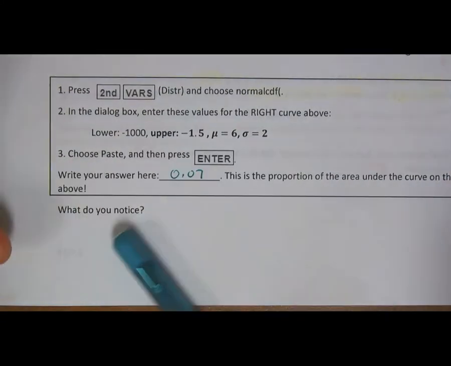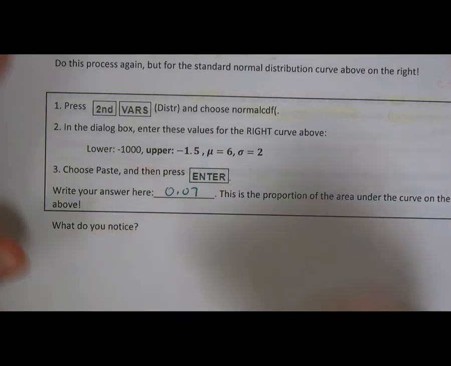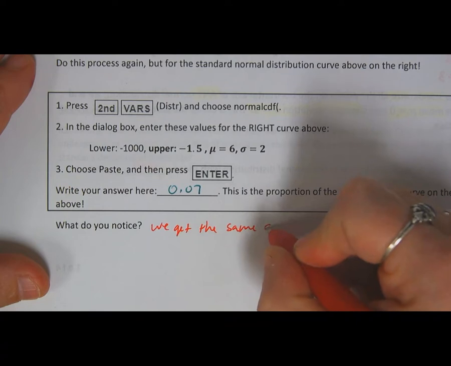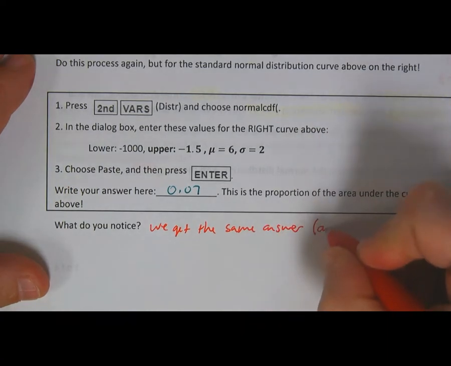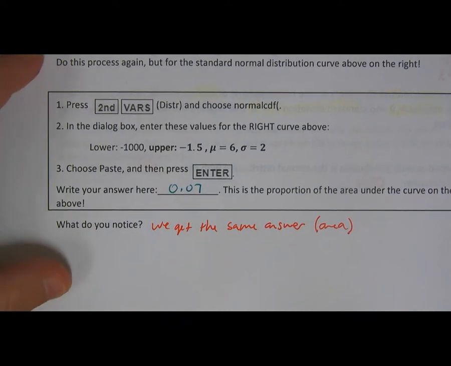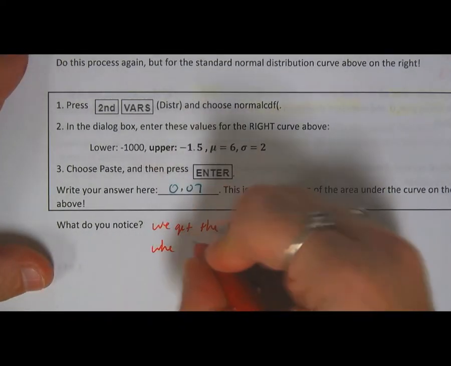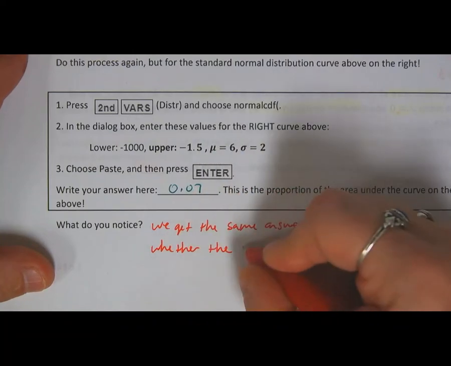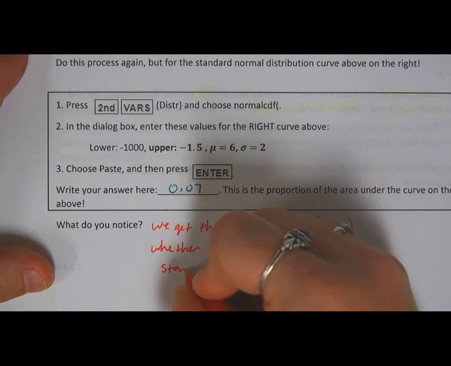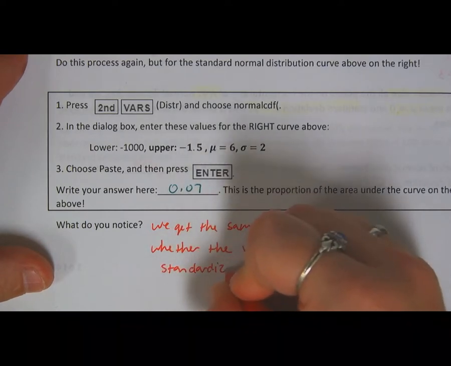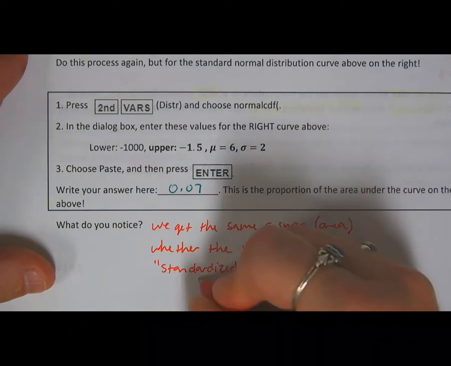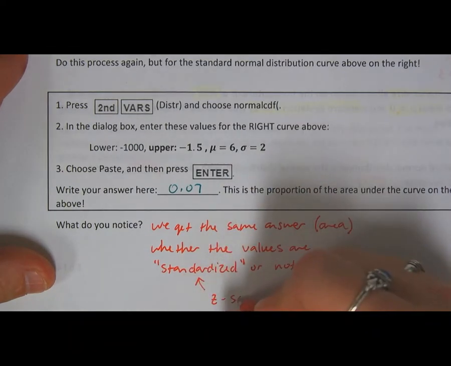What do you notice? We get the same answer, the same area, whether the values are standardized or not. And again, think of standardized as finding the z-score for all your stuff.